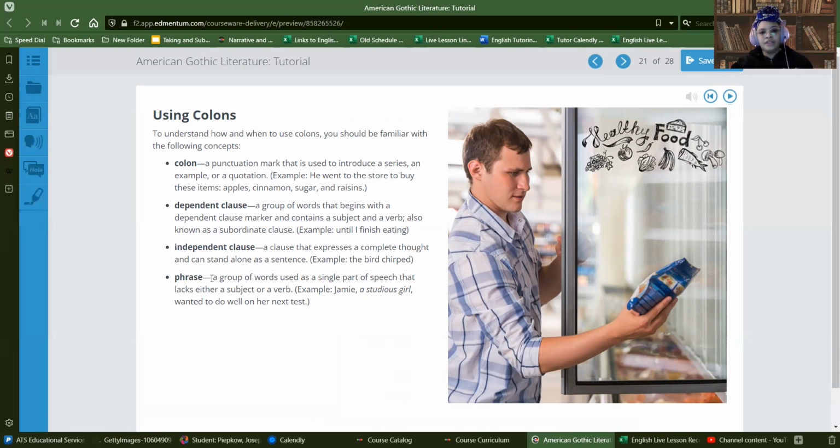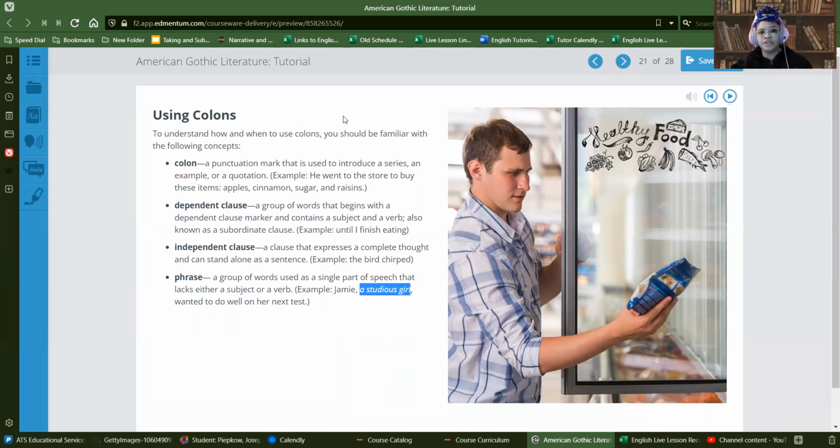And then they give you phrase. A phrase is a group of words used as a single part of speech that lacks either a subject or a verb. So a phrase is basically when you have to put multiple words together to refer to one thing. So the example they give you is, Jamie, a studious girl, wanted to do well on the next test. So they describe Jamie as a studious girl, not just a girl, but they give you a descriptor so that you can understand what kind of girl she is. The fact that you're using more than one word to describe Jamie, but it all has to be together for the description to work, is what makes it a phrase.